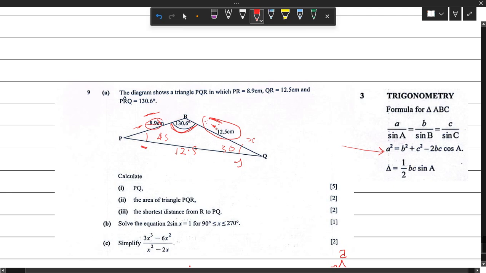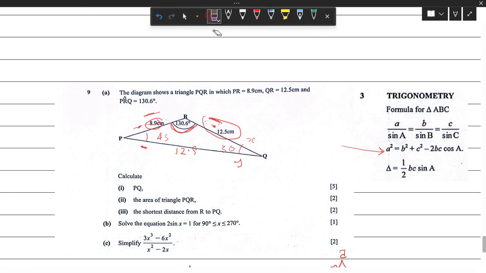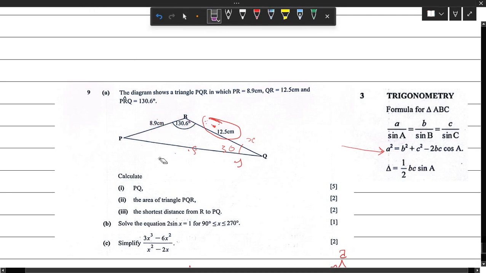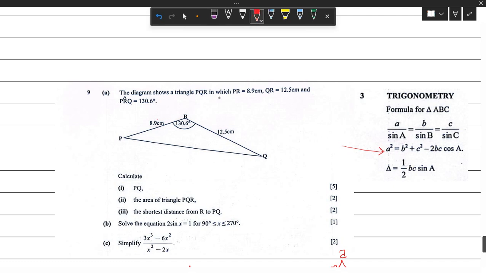Having said that, we can erase this. It's very easy. From this triangle we've been given, this distance is PR, or RP, it's the same. This one will be QR.